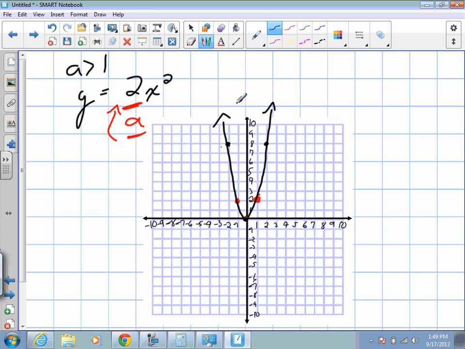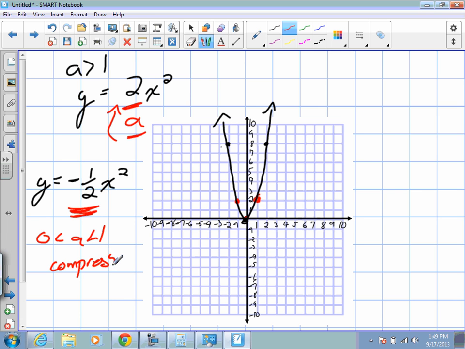Let's say I have another value. Y is equal to negative 1/2 x squared. Where's our vertex going to be? Our vertex is still going to be at 0. But now we have a negative a value. And it's also smaller than 1. Whenever a is less than 1 but greater than 0, we have something that's called compressed. Okay? So it's going to be wider. Think of like compressing an elastic band or stretching an elastic band.